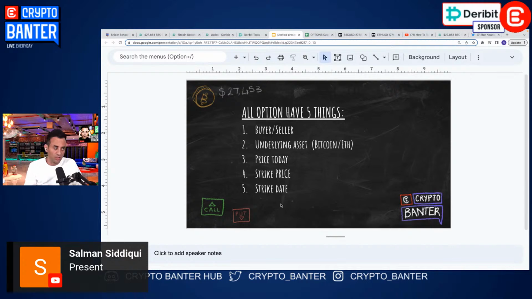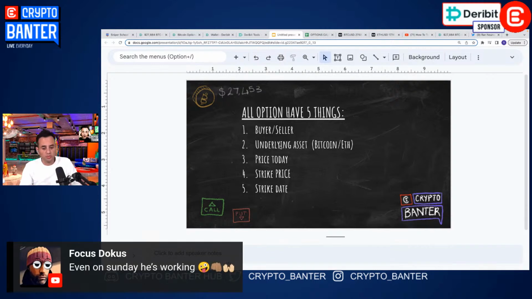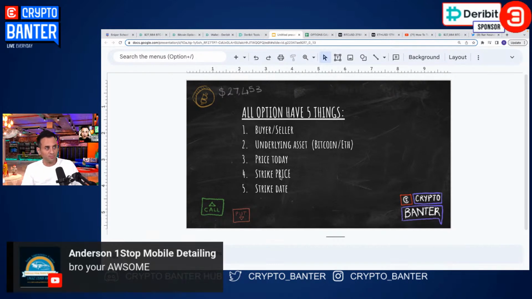So all options will have 5 things. They'll have a buyer and a seller. They'll have an underlying asset, which will be Bitcoin or ETH. And today we're going to do a lot of Bitcoin options, but you can trade ETH options. There'll be a price today of the asset. There'll be a strike date in the future, and there'll be a strike price in the future.